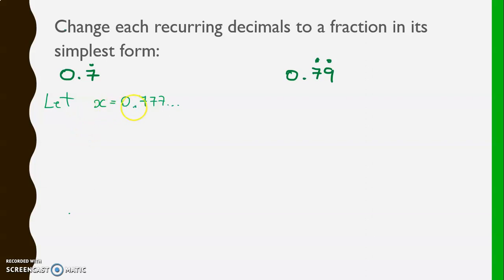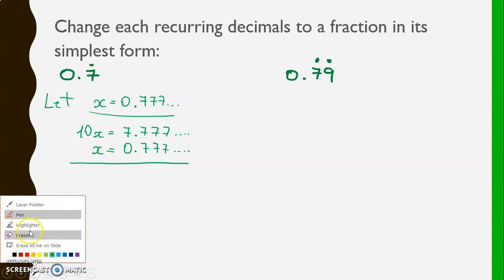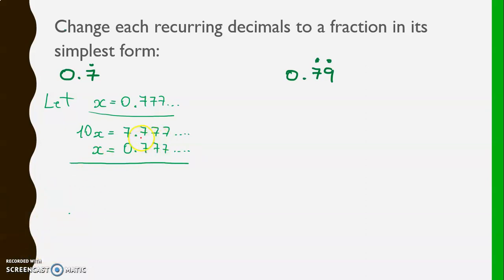So if x is 0.7777, then 10 lots of these x's would be 7.777 and going on forever. Now if we write the x underneath that, we have x equals 0.777. You might observe that both expressions have the same decimals. Look at this, 777, 7777.